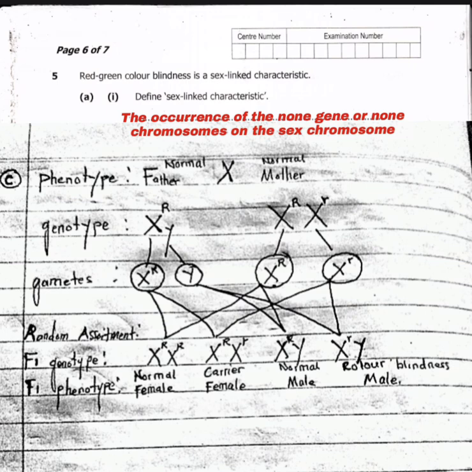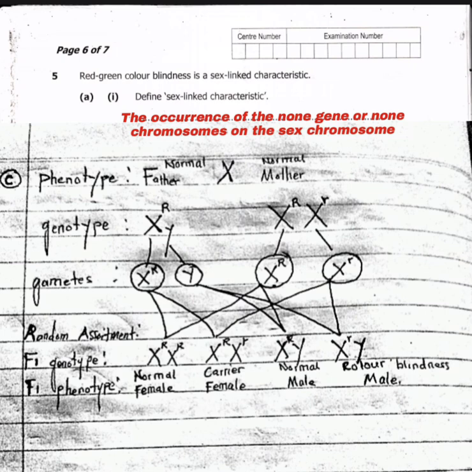In this case, we are talking of the genotype. For the first one, I'm going to say X to the power capital R, X to the power capital R. Then the second one is X to the power capital R, X to the power small r. Then on the other side, you can say X to the power capital R, Y, which is the normal male. Then X to the power small r, Y. So we can conclude that at the end here, we are having the son. Remember, the son is the male, and males are represented by the X and Y chromosomes.